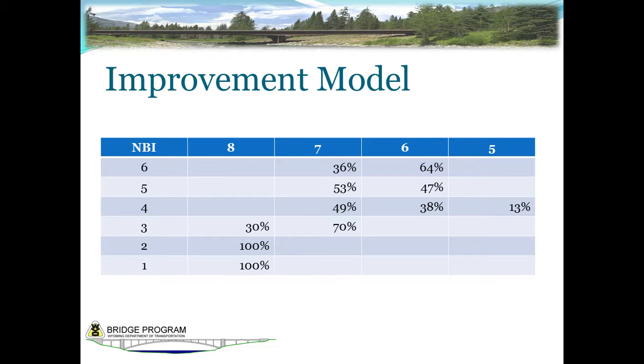The first column shows the MBI condition rating before the preservation action, and the first row is the MBI condition rating after the preservation action. For example, if we apply preservation action to an MBI condition rating 5 bridge deck, 53% will increase the condition rating to 7, and 47% will increase the condition rating to 6. So using this information, we can build the Markov chain improvement model.